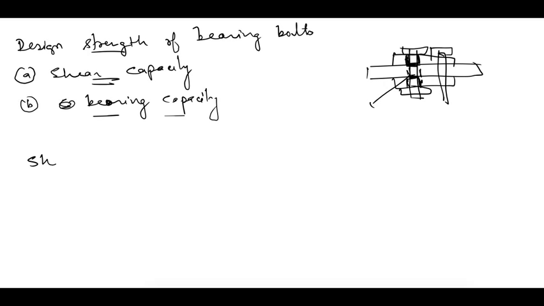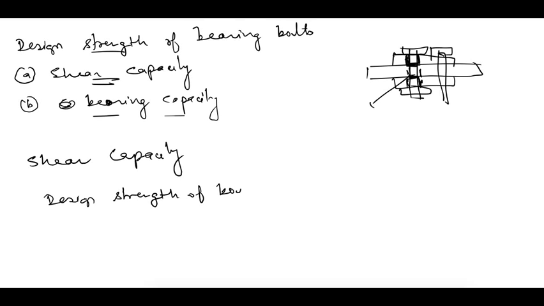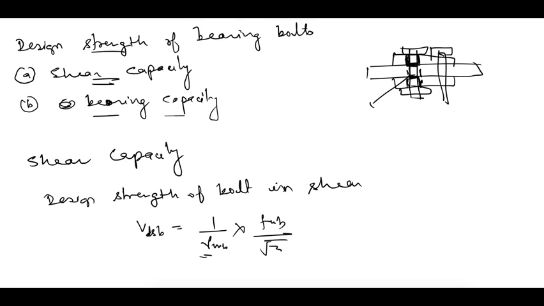So first let's see the shear capacity. According to the code, the shear capacity, the design strength of bolt in shear, is given as V dsp is equal to 1 upon gamma mb, where gamma mb is the partial safety factor for bolt material, multiplied by fub by under root 3 into (ns into Asb plus nn into Anb).